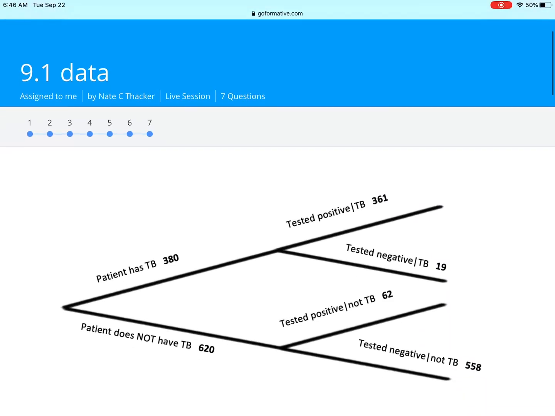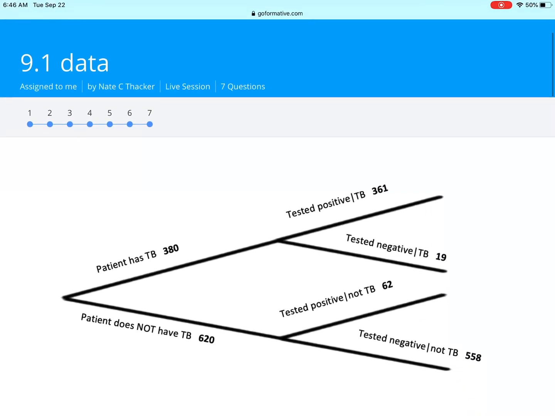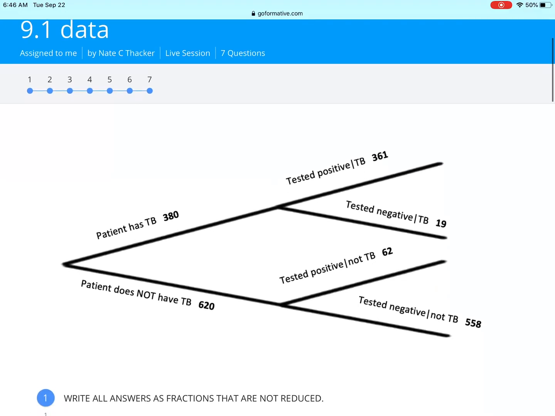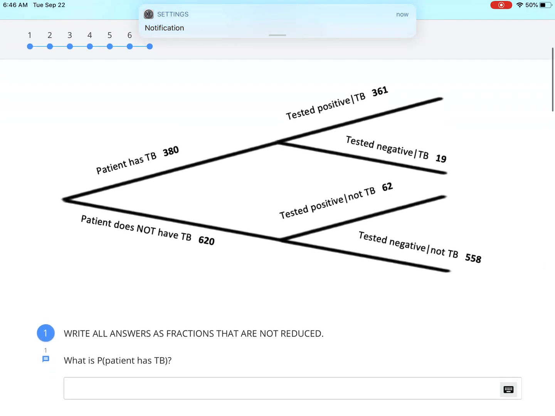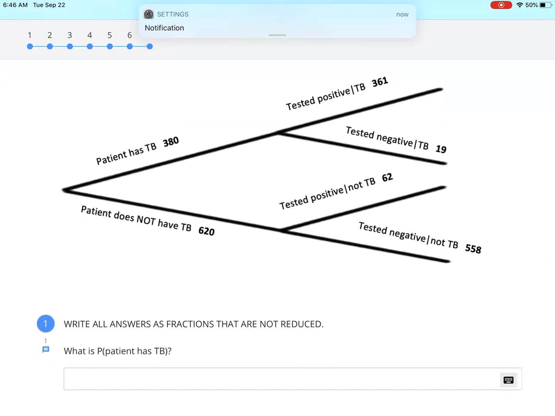Okay, hopefully now you've had time to work on this 9-1 data assignment in groups. And remember, we're eventually going to have a quiz that's kind of similar to this. So make sure to listen up, all right? We talked about some of these things yesterday, but I just really wanted to review them to make sure that we have them down. So first of all, it says write all answers as fractions that are not reduced.